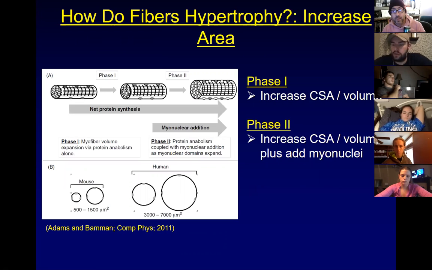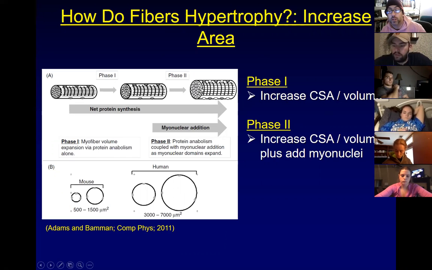Okay, so if that is not how they get bigger, what does actually happen? Well, we are going to tend to get an increase in the size of whatever fibers you do have. And it's going to occur in these two particular phases, okay? During phase 1 hypertrophy, we're going to increase cross-sectional area and the volume a little bit. And then that's going to expand, okay? And then once we get out here to phase 2, as we get bigger, not only are we going to continue to get an increase in cross-sectional area and volume, but we're also going to begin to add myonuclei.